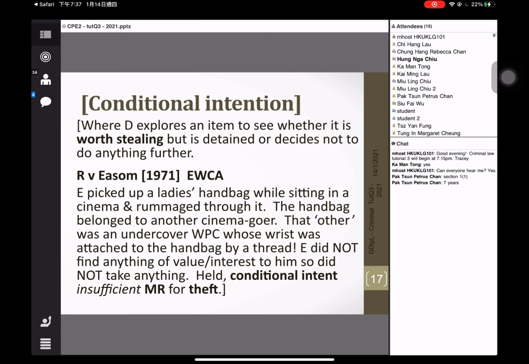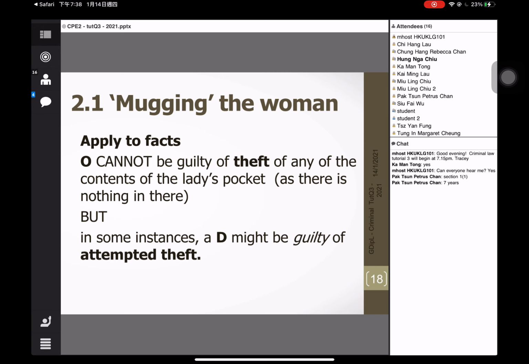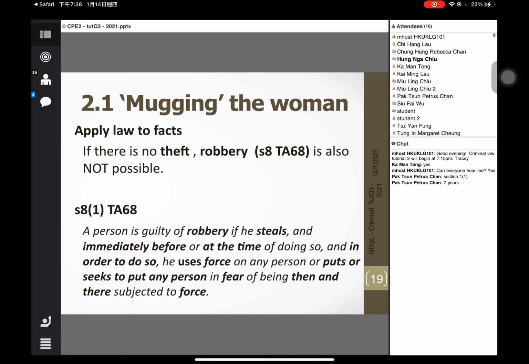So he was charged with theft, but there was no specific property, and he argued that all he had was conditional intention. He would only sort of select items that were worth stealing, and it was held in this case that conditional intention was insufficient mens rea for theft. So Oliver doesn't look as if he can be guilty of theft in this particular circumstance, so you could mention that he's potentially liable for attempted theft.